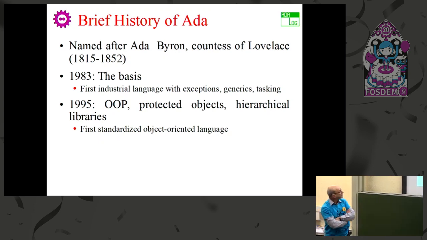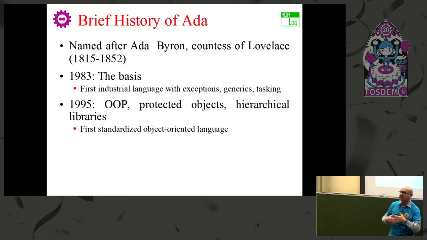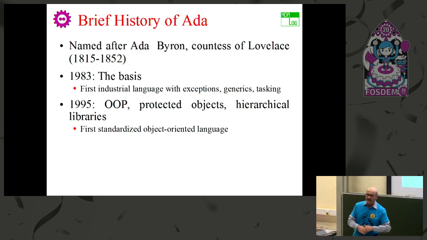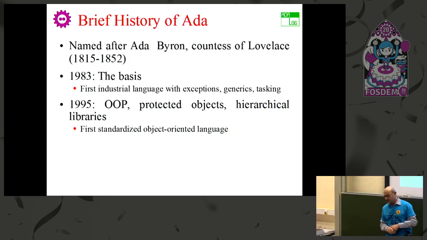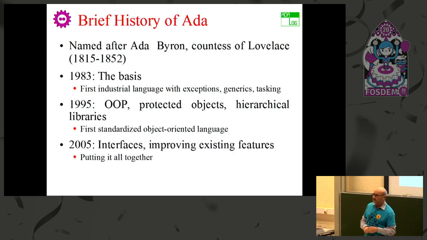1995 was a major rework. It introduced object-oriented programming, a synchronization mechanism called protected objects, and a way of organizing the various modules of your design into a hierarchy called hierarchical libraries. By the way, it was the first object-oriented language to be standardized, at least at an international level, as an ISO language. That was about 3 years before C++.